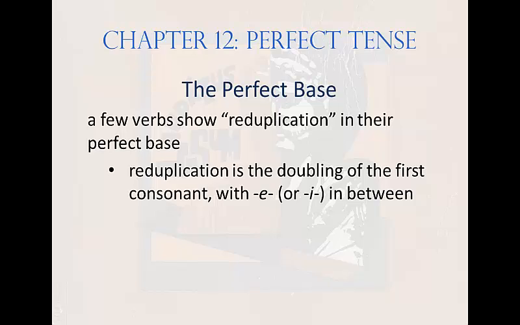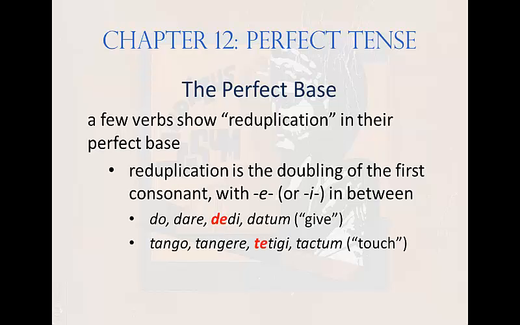these geminated consonants. So, for instance, do, dare, dedi, datum. Note that in the third principal part, the perfect is formed by doubling the D at the beginning of the base and putting an E in between the geminated Ds. Here's another example of reduplication. Tango, tangere, tetigi, tactum, meaning touch. Here, T is reduplicated to form the perfect base. And notice that the N is lost. That's a present tense marker.